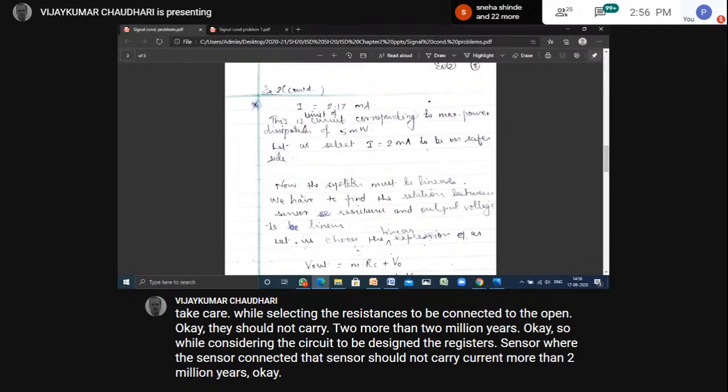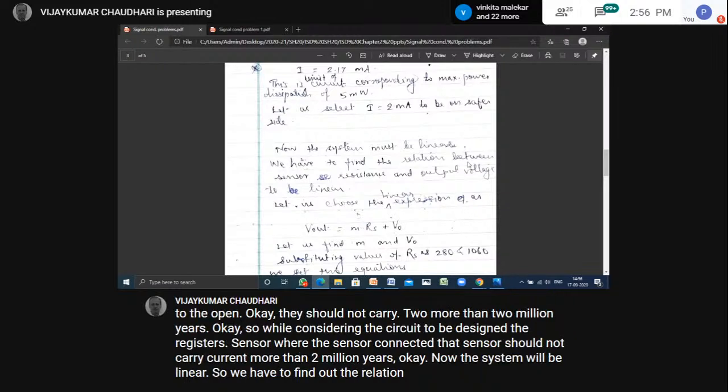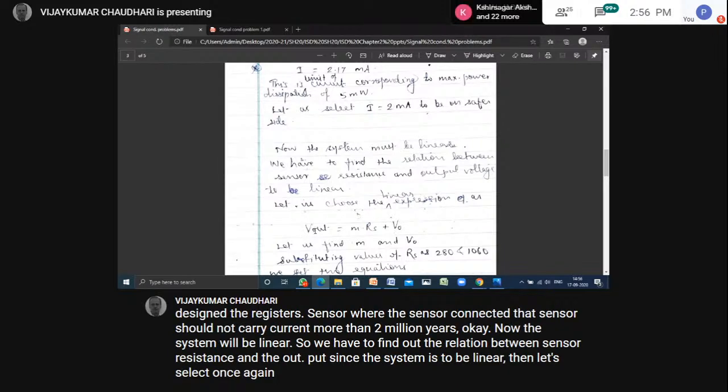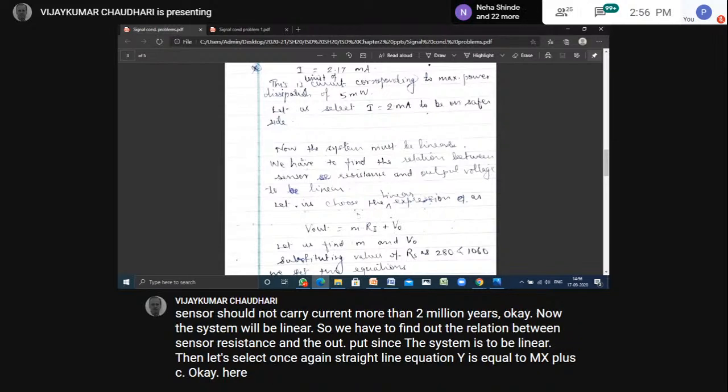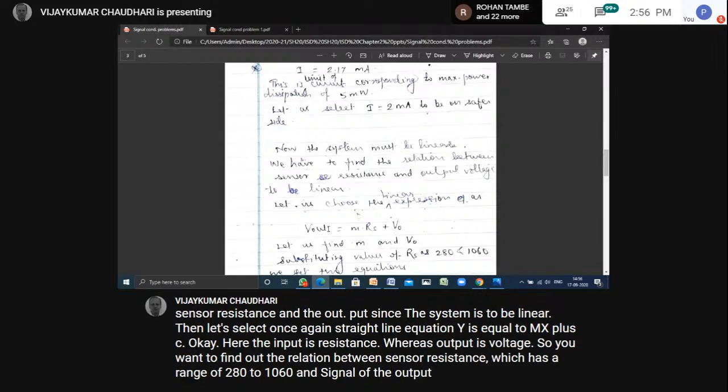Now the system must be linear, so we have to find out the relation between sensor resistance and the output voltage. Since the system is to be linear, let's select once again the straight line equation y equals mx plus c. Here the input is resistance whereas output is voltage. So we want to find the relation between sensor resistance, which has a range of 280 to 1060, and the output, which is minus 5 to 5, right?